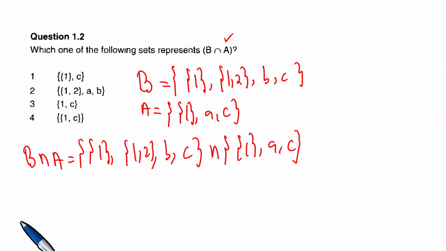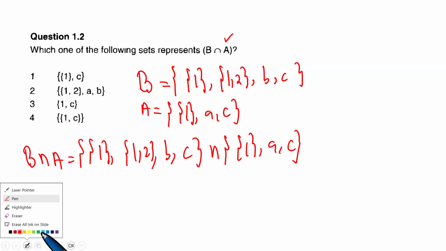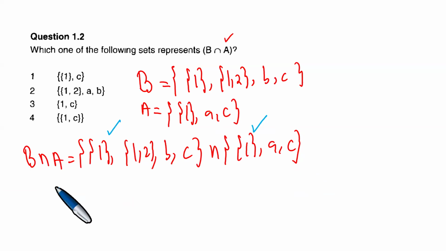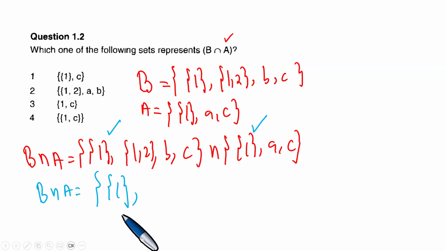We pause to reason and then say what elements are common in both sets. We can see that the elements which are singletons are common in both sets. We shall list the first singleton there. Next, we are able to identify that C is also a common element, and therefore we have exactly this. Now, the question is which option is the correct one in this past exam paper? It is very clear that option one is the correct answer because it lists all the elements in B intersection A as required. We've been able to solve this particular problem in a step-by-step manner.